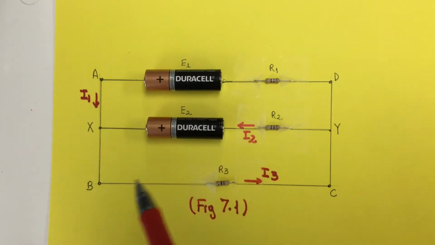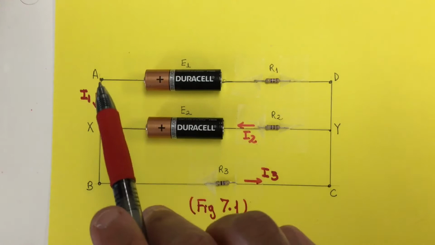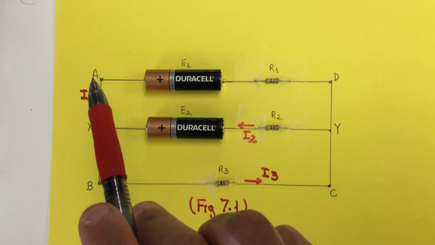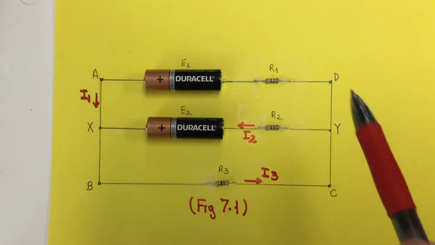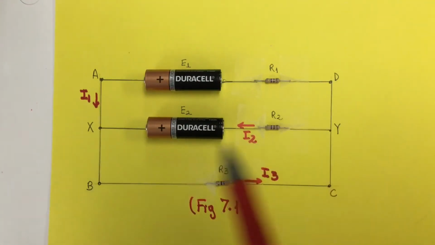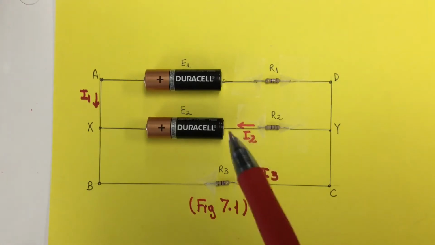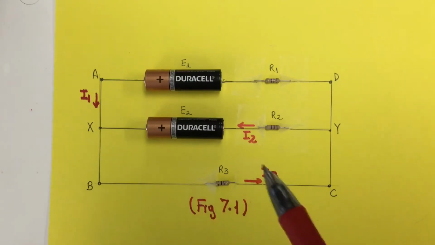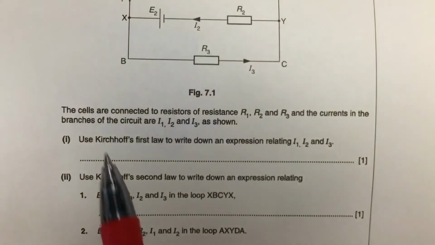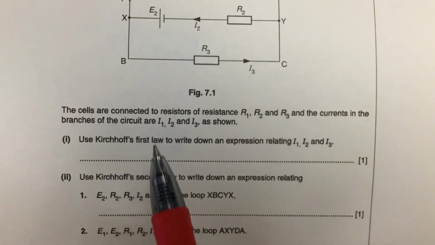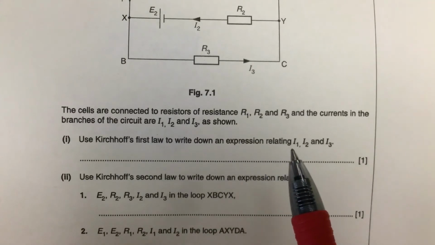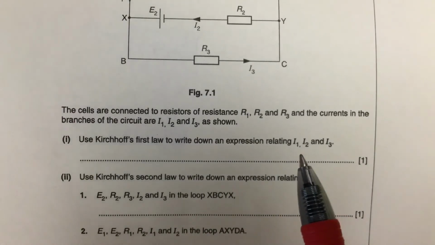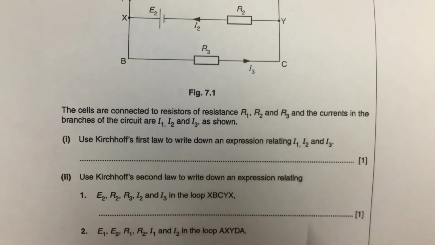In this picture we have a couple of things that we need to look at. There are the terminals with reference letters A, B, C, D, and also in the center X and Y. We are going to divide the circuit into loops to verify how we can apply Kirchhoff's laws. The first question is to use Kirchhoff's first law to write down the expression relating all the currents in the circuit, I1, I2, and I3.